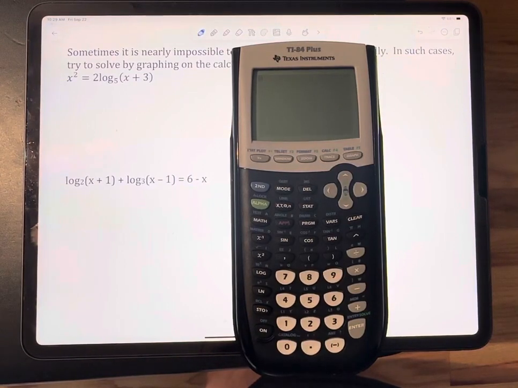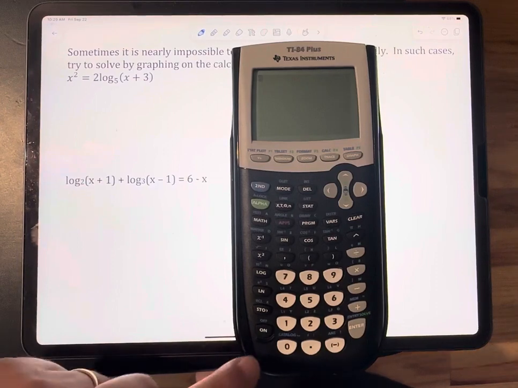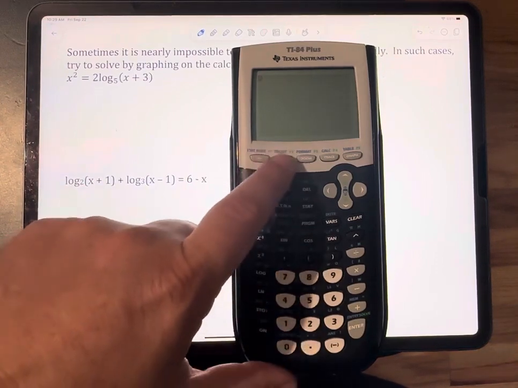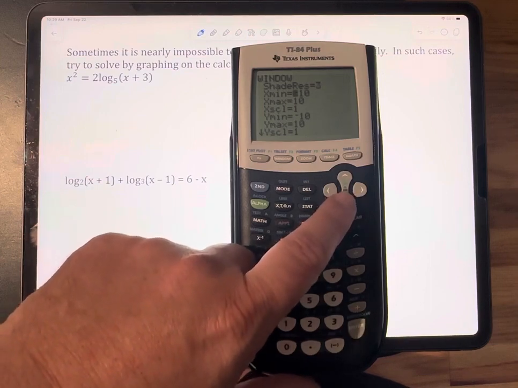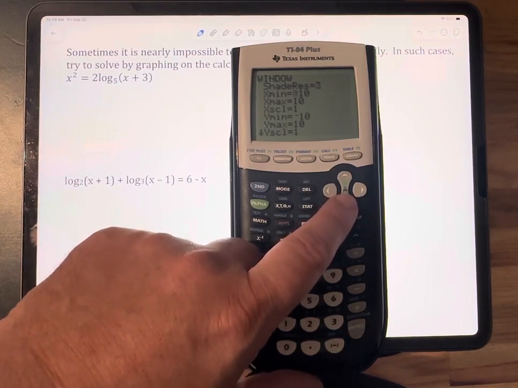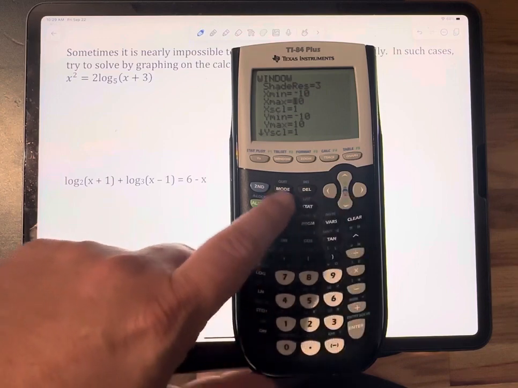Let's take a look at solving some equations involving logarithms on our calculator. As always, when you're solving equations on a calculator, it's important to consider the window that you're using. It's a good habit to start out letting your x minimum be -10 and letting your x maximum be +10.